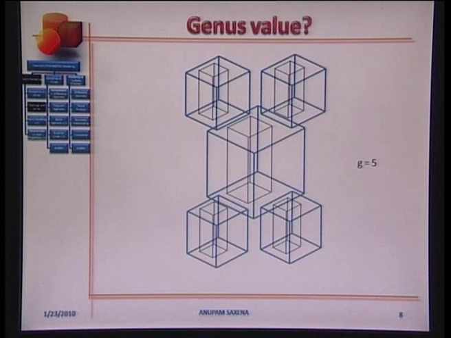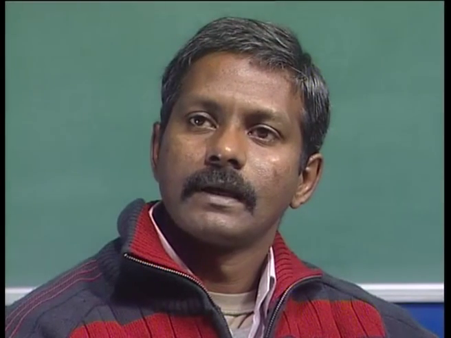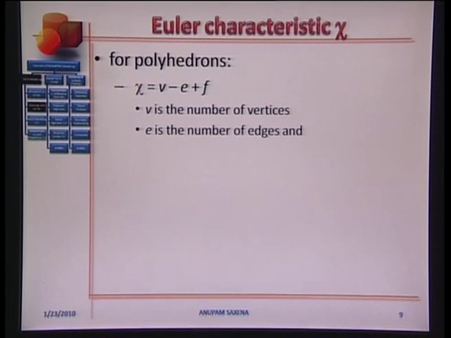Euler characteristic, represented by the Greek letter chi. This is an important property. For polyhedrons, it is given by V minus E plus F. V is the number of vertices in a polyhedron. E is the number of edges in that solid. And F is the number of faces.